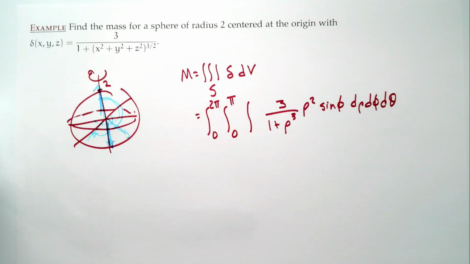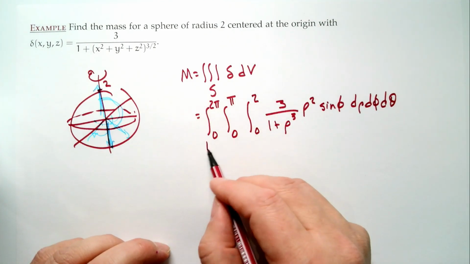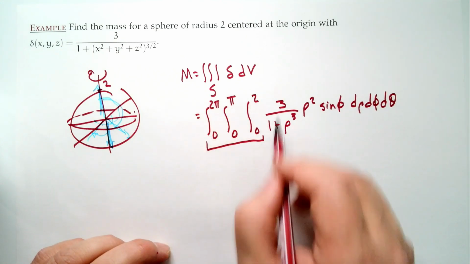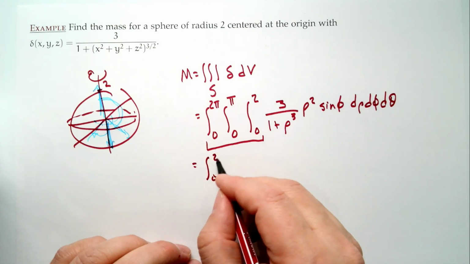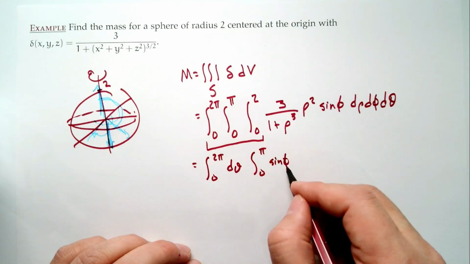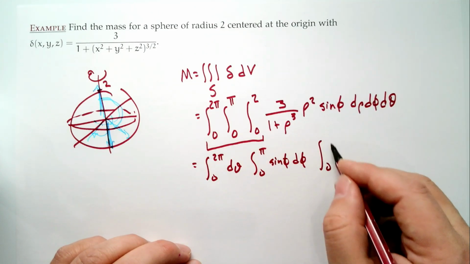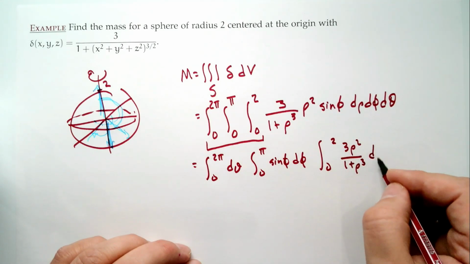Where does rho go between? 0 and 2. Now here's the cool thing. Look at these bounds. What do you notice about all these parts in the bounds? They're all constants. And so we can do the old trick that we did before, which is if our function is nice, pull it apart. And guess what? Our function is nice. So this will become integral 0 to 2 pi d theta, integral 0 to pi sine of phi d phi, and integral 0 to 2 of 3 rho squared over 1 plus rho cubed d rho.